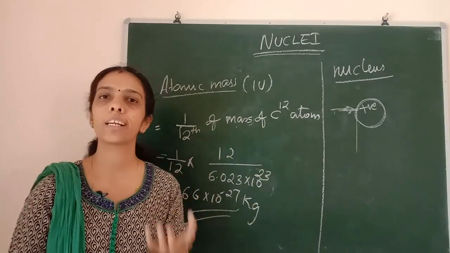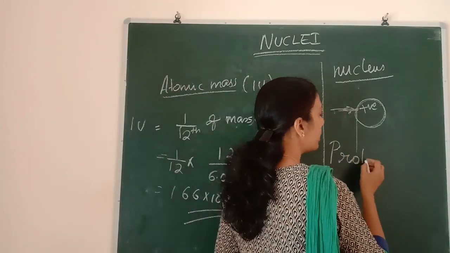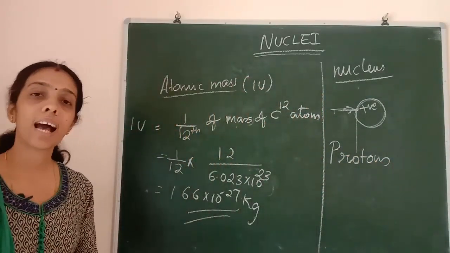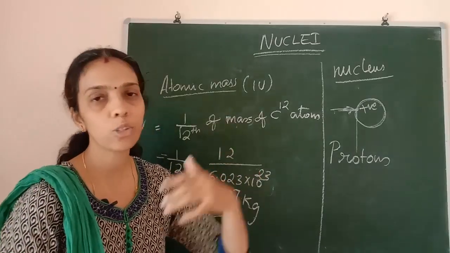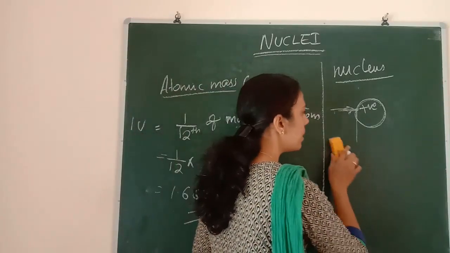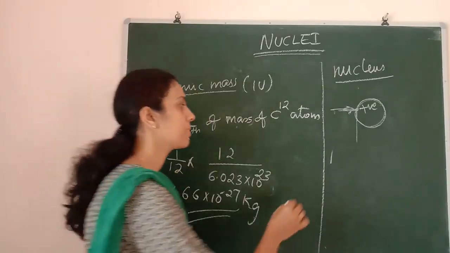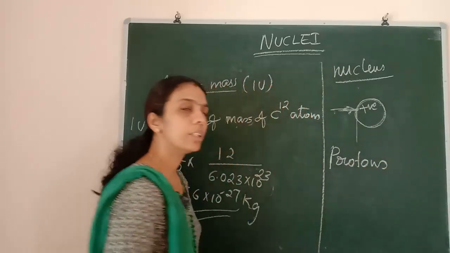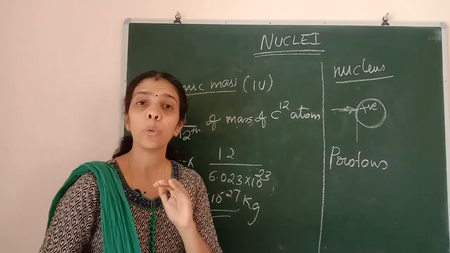So inside the nucleus, what is there? It has protons. Initially we knew only about protons. Protons we will consider as hydrogen, and hydrogen has different kinds of isotopes. The nucleus consists of protons, and that nucleus consists of only protons.